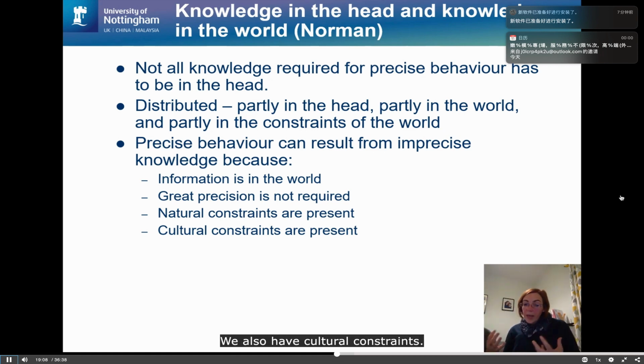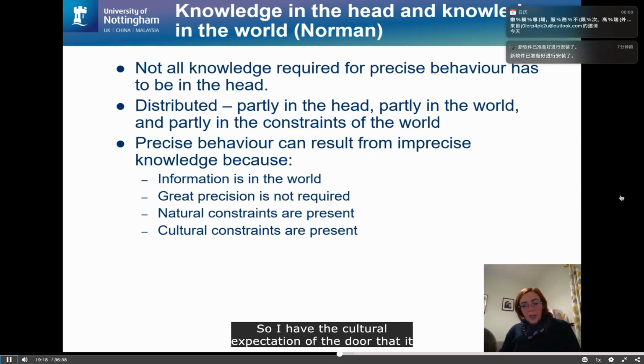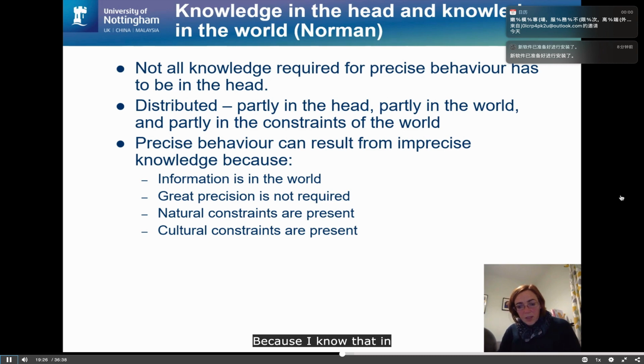We also have cultural constraints. So there are certain behaviours that we expect in certain situations and others that would be really odd. So I have the cultural expectation of the door that it will open and I won't need to burst through it in order to get through the door, because I know that in our culture we have doors and we open them, we don't bash our way through them. So that's a cultural constraint that's present.